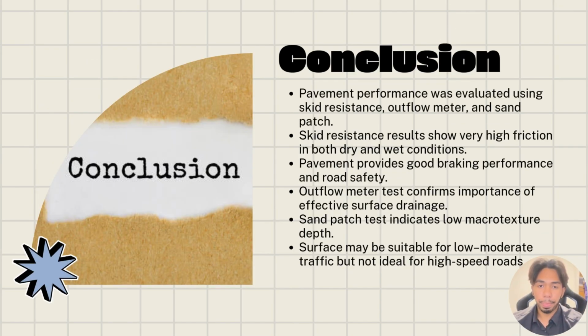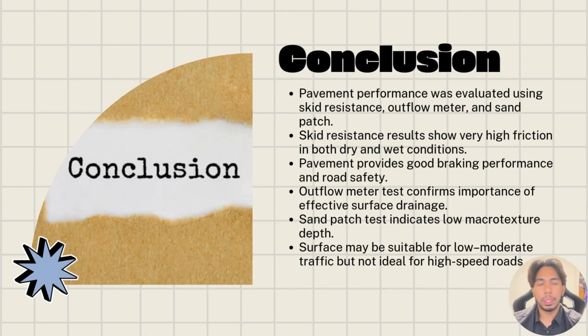In conclusion, the pavement performance was evaluated using the 3 main tests, which are the skid resistance test, the sand patch test and the outflow meter test. The first one, the skid resistance test, results show very high friction values in both dry and wet conditions, indicating excellent braking performance and road safety. Second, we have the outflow meter test. It confirmed the importance of effective surface drainage, and faster discharge improves safety during rainfall.